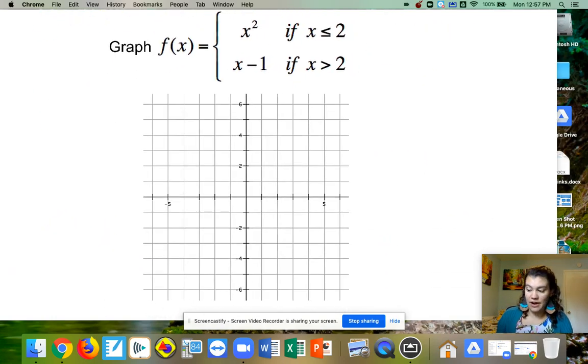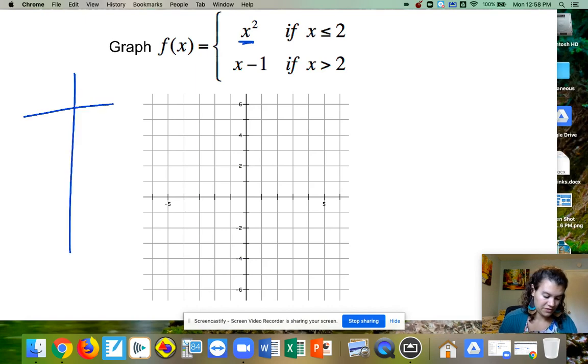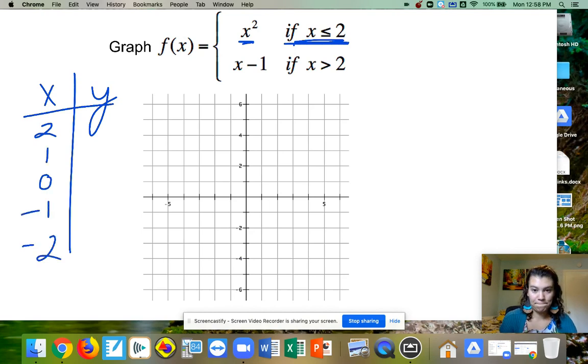All right, so actually graphing it. Here you're going to need to make 2 separate tables, one for your x squared and one for your x minus 1. So I'm going to do this one first. We'll make an xy table. And then how you pick your x values, you want to look at this and follow whatever this says. So you want it less than or equal to 2. So you want to start with 2 and then go less than 2, like that. And note here, because it's equal to right there at the bottom, this 2 is going to have a closed circle. So a closed circle is your less than or equal to or greater than or equal to. Open circle would be like this.